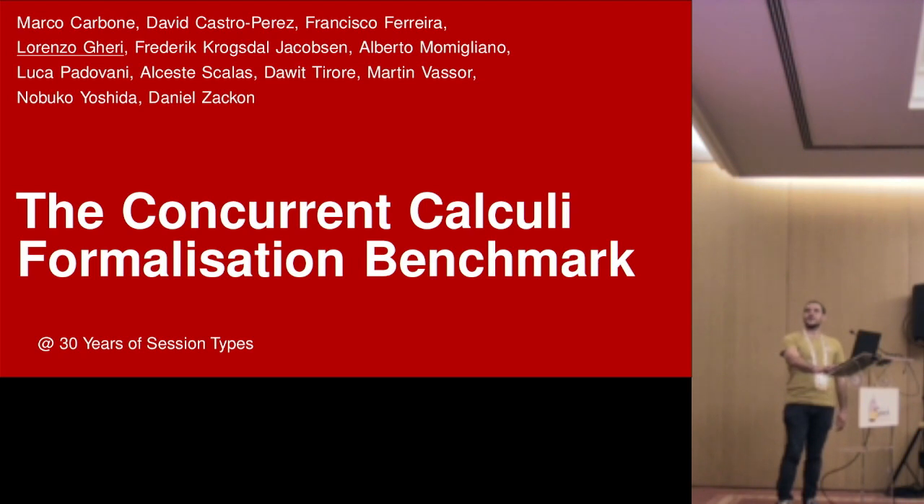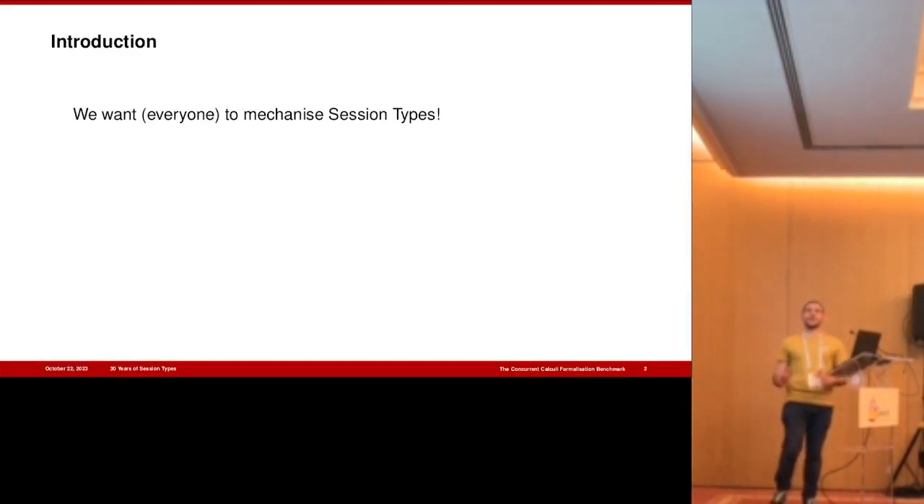We start from a very simple aim: we want everyone to mechanize session types. So first we wanted to mechanize session types ourselves, and multi-party session types. Then we think this has value, and we want the whole community to engage in this. Let's say we want more and more papers to be accompanied by mechanized proofs.